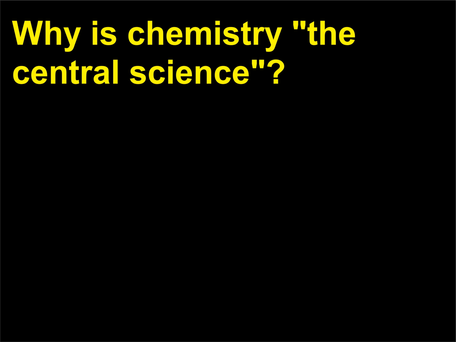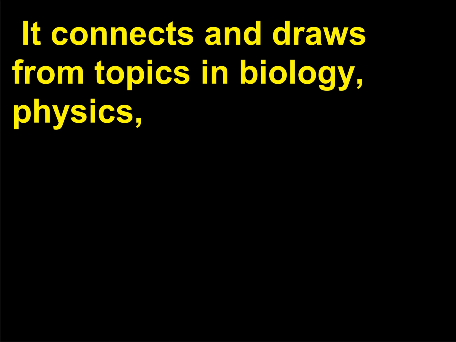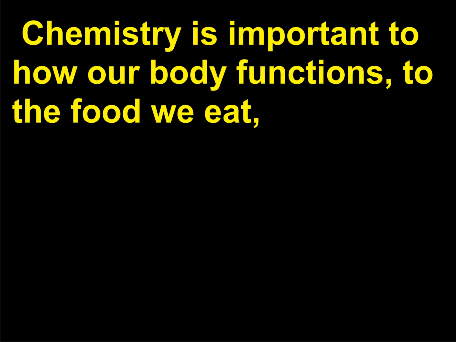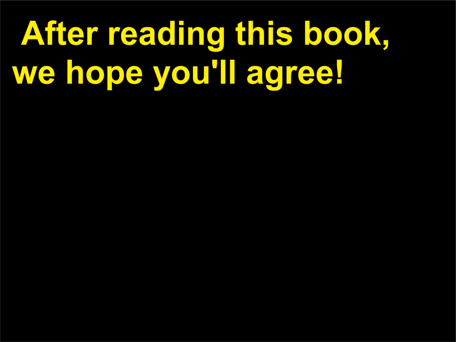Why is chemistry the central science? Chemistry is called the central science because it's related to everything. It connects and draws from topics in biology, physics, materials science, mathematics, engineering, and other fields. Chemistry is important to how our body functions, to the food we eat, to how our medicines work, and to pretty much everything else in our lives. After reading this book, we hope you'll agree.